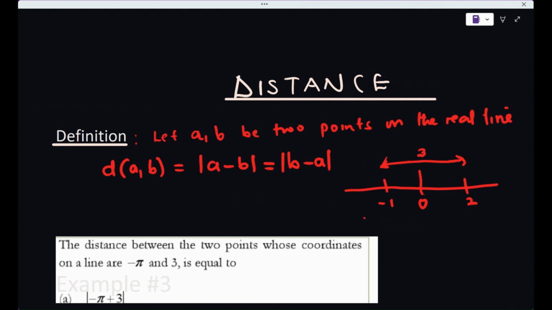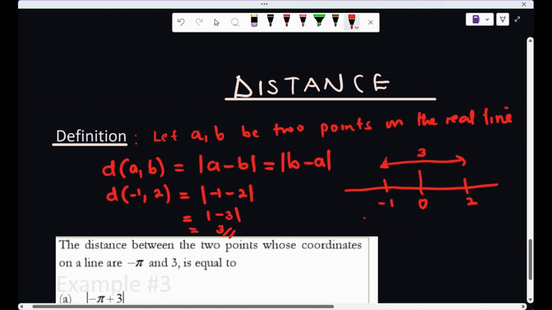And how do we get that? Based on this definition, the distance between -1 and 2 is simply the absolute value of A, which is -1, minus B, which is 2, right? What is this going to give us? This is going to give us the absolute value of -3. And what is the absolute value of -3? Which is just 3. Okay?